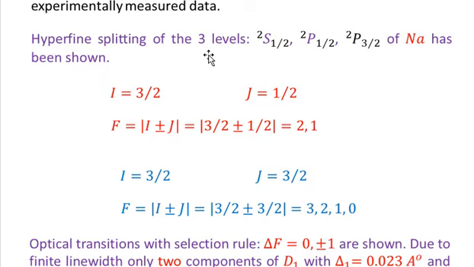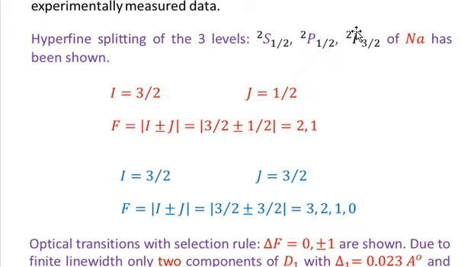So hyperfine splitting of the three levels, and these levels were 2S1/2, 2P1/2, 2P3/2 of sodium. For 2S1/2 and 2P1/2, the value of capital I is equal to 3/2 and capital J is equal to 1/2. Capital J is equal to 1/2 for S1/2 and P1/2. So if you combine together, you will get capital F equal to 2 and 1.